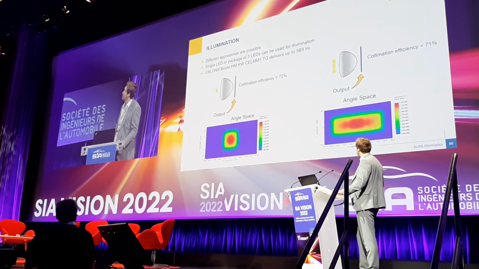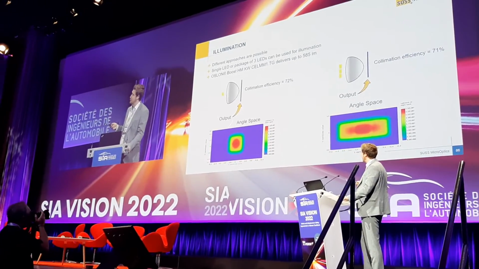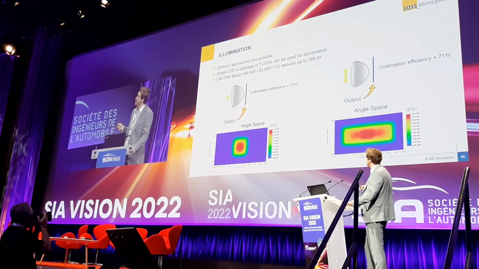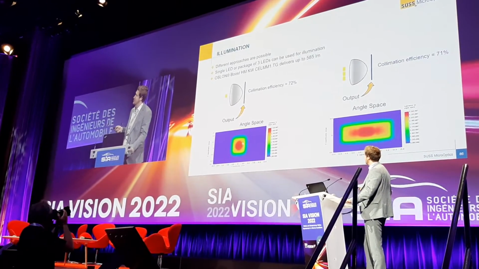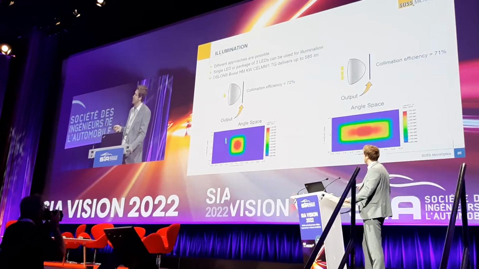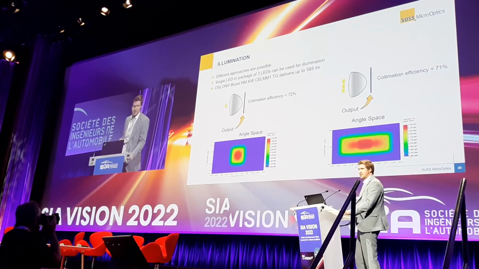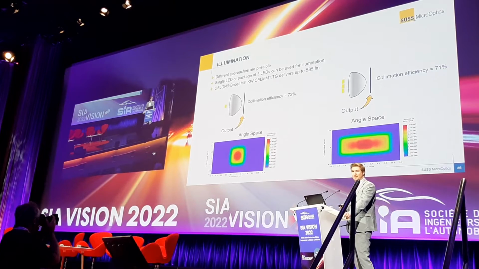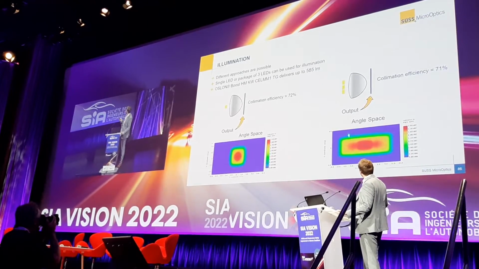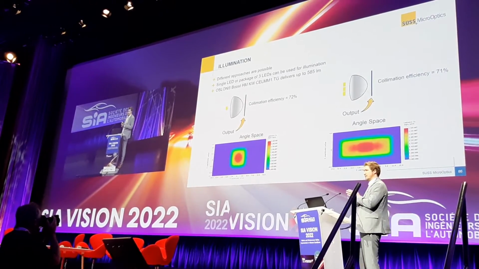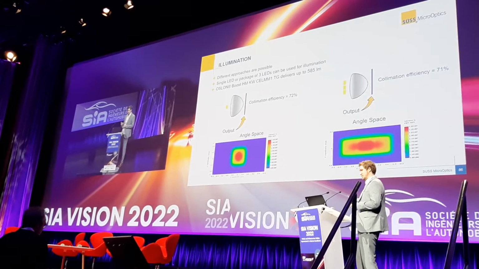So with these LEDs, there are two different approaches. One can take just a single LED. There's an angle space of the output, which is quite collimated. Or one can take three LEDs, which is a lot of light inserted there. And here in the angle space, you see there's a divergence in one direction, which is a little bit bigger.